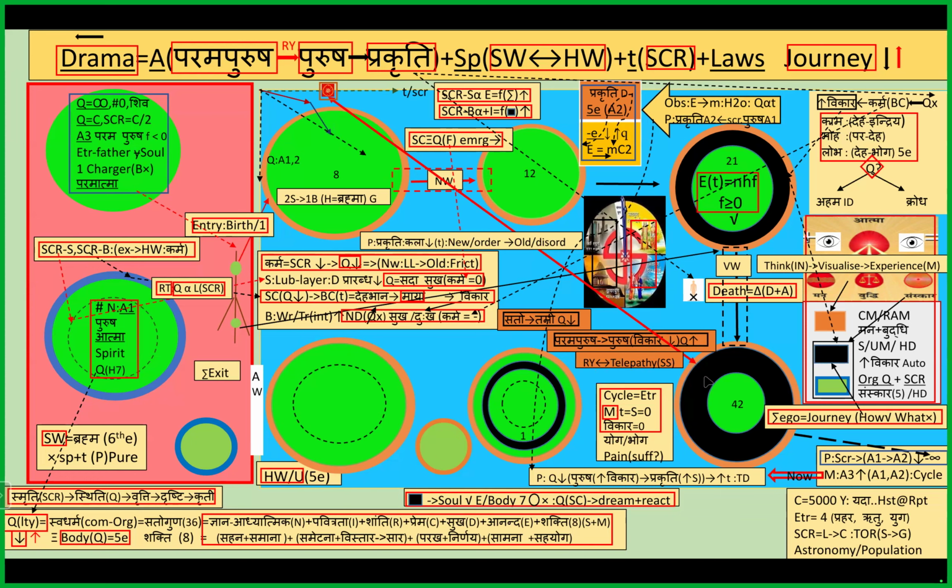So Raj Yoga is two-way communication. That is the telepathy with the Supreme Soul. That is what Raj Yoga is. It is not bhakti, which is one-way. Raj Yoga is two-way. You have to communicate with God, only when you communicate with God.